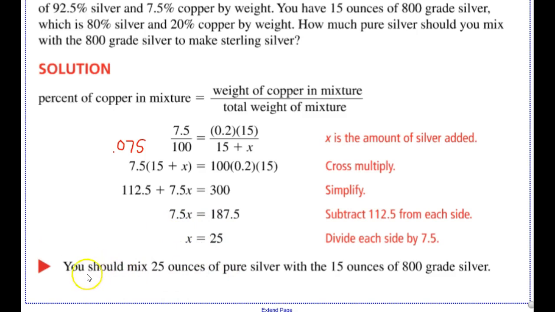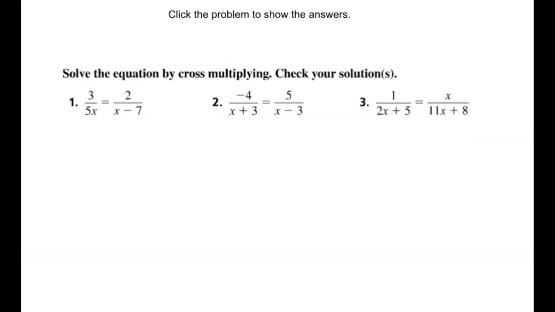Tell me, what does it mean? So it means I should mix 25 ounces of pure silver with my 15 ounces of 800 grade silver. Right? So I've used my problem to explain what my answer means, and I always want to do that. So here are some that you can practice.